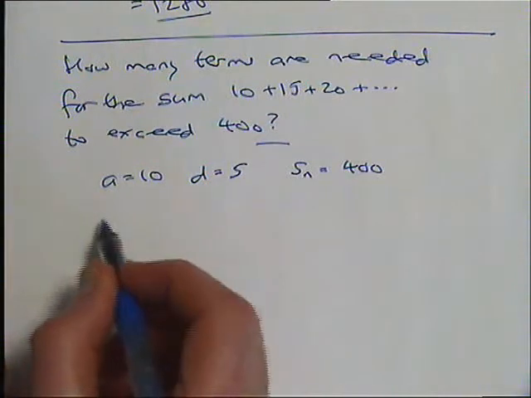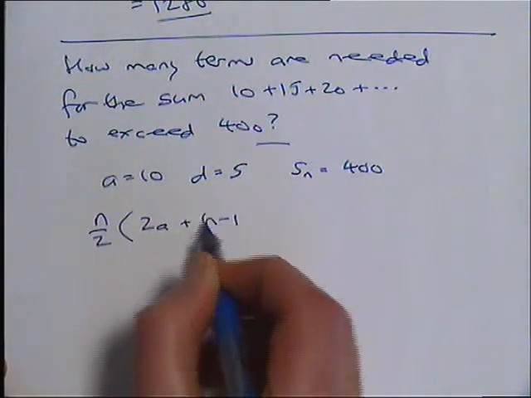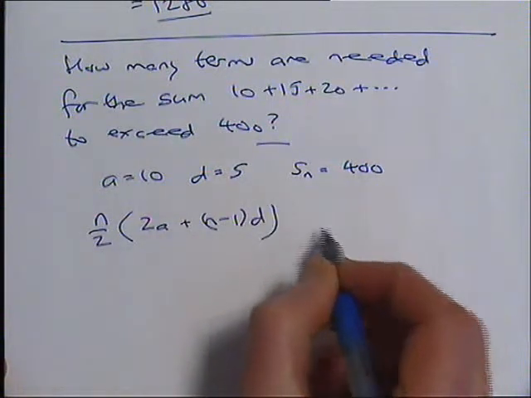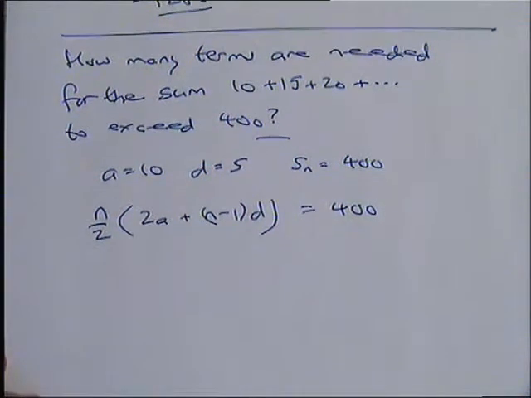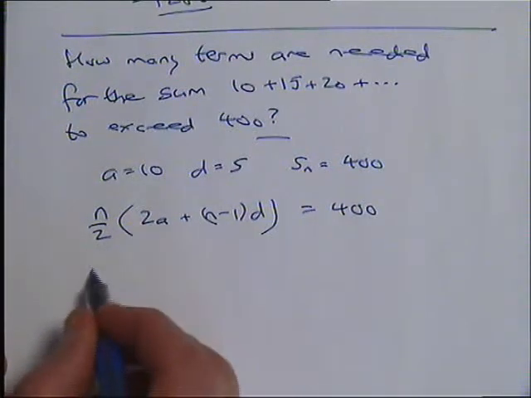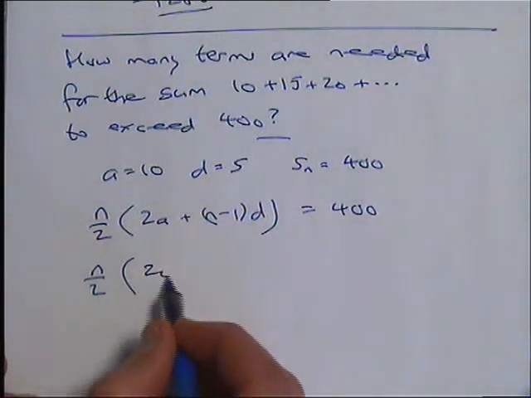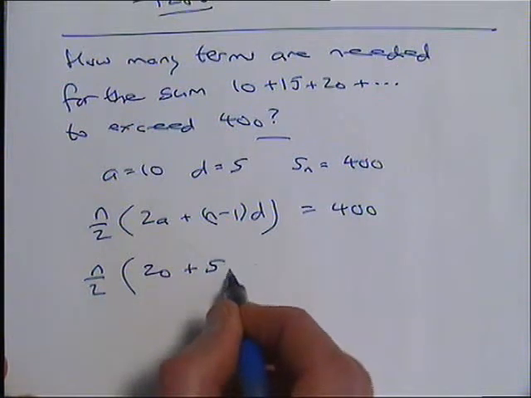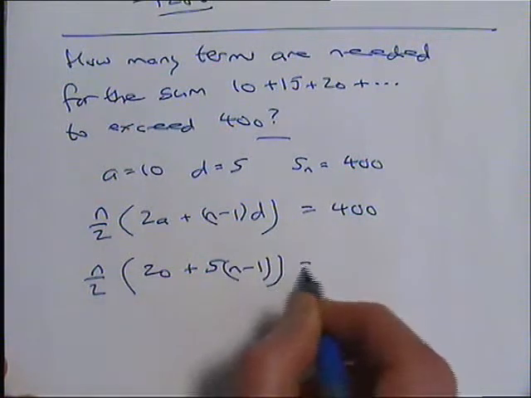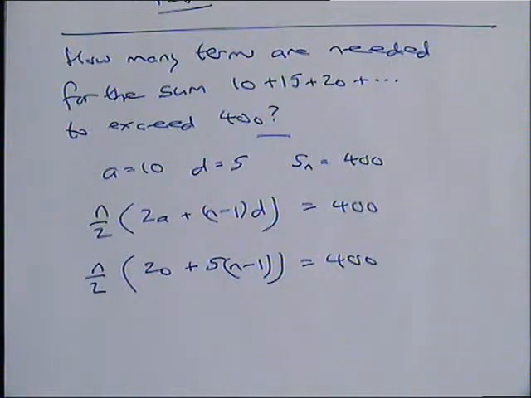So the S of n formula is n over 2 into 2a plus n minus 1 d. Now if we set that to be equal to 400 to start with, let's stick in the values that we know. We don't know what the n is, but I do know that a is 10, so that 2a there will be 20, and this d here is 5. So just by substituting in I get this.